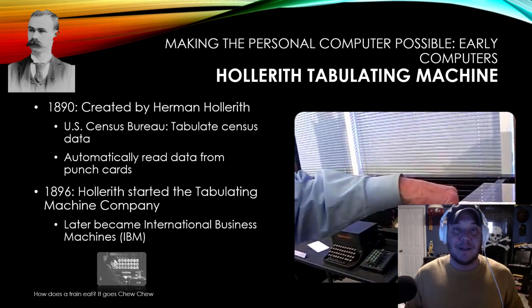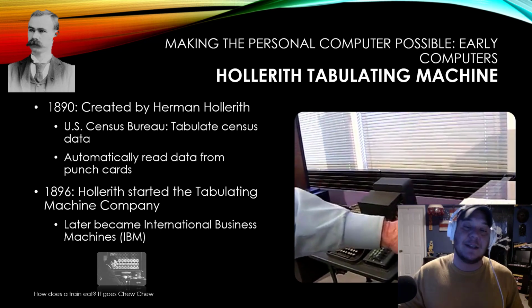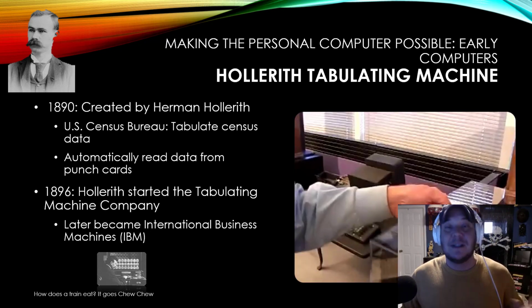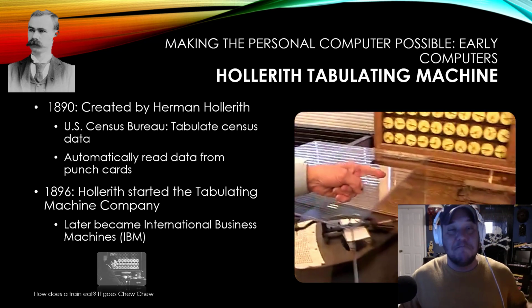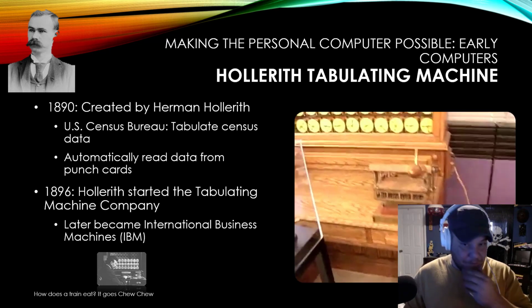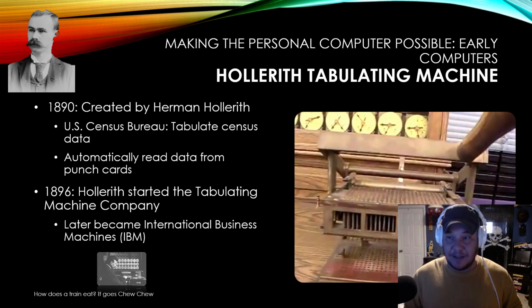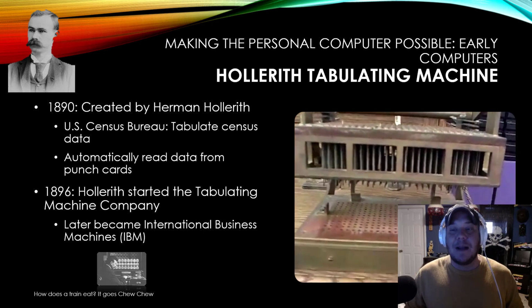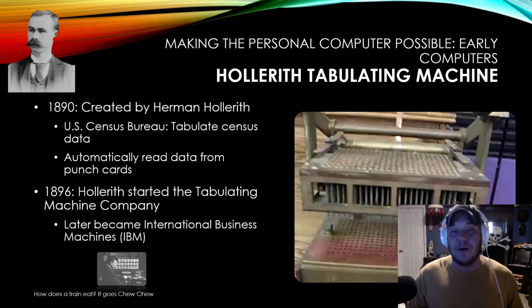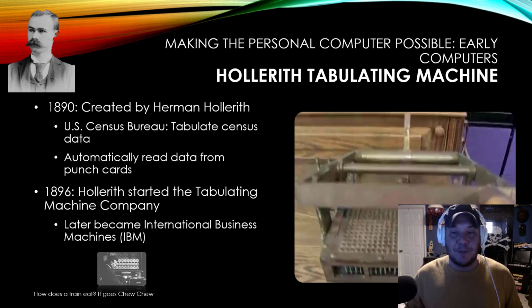After everyone collected everything, they'd go to people and accountants and they'd sit there and calculate them by hand. Hollerith cut that process down just drastically, and he was successful at it. Hollerith's tabulating machine automatically read data that had been punched onto small cards. It sped up the tabulation process.